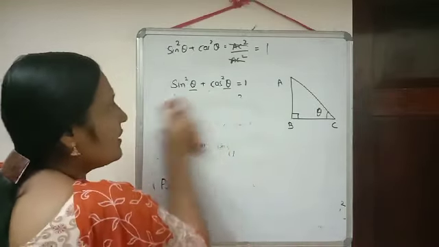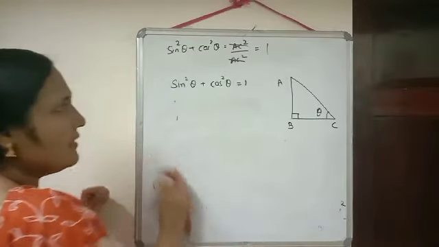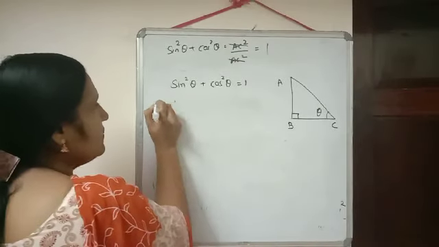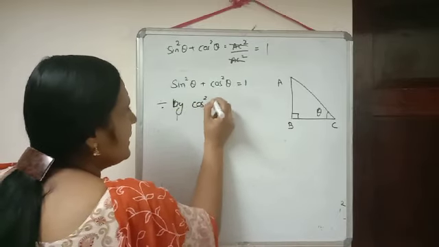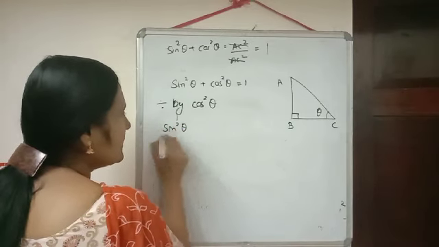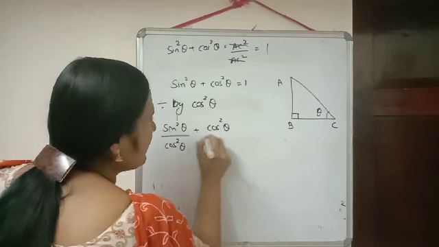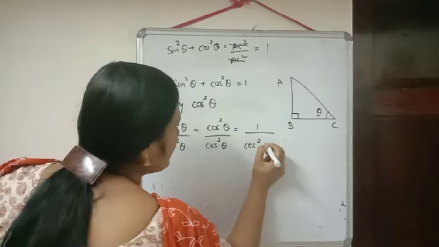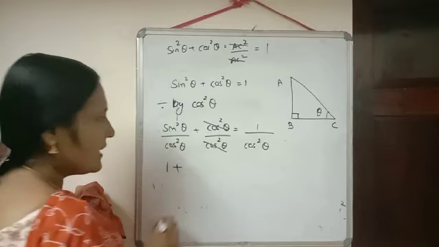In that, we already proved that sin square theta plus cos square theta is equal to 1. Now to prove the second identity, we'll divide this equation by cos square theta. Then sin square theta by cos square theta plus cos square theta by cos square theta is equal to 1 by cos square theta. Here cos square theta will get cancelled.